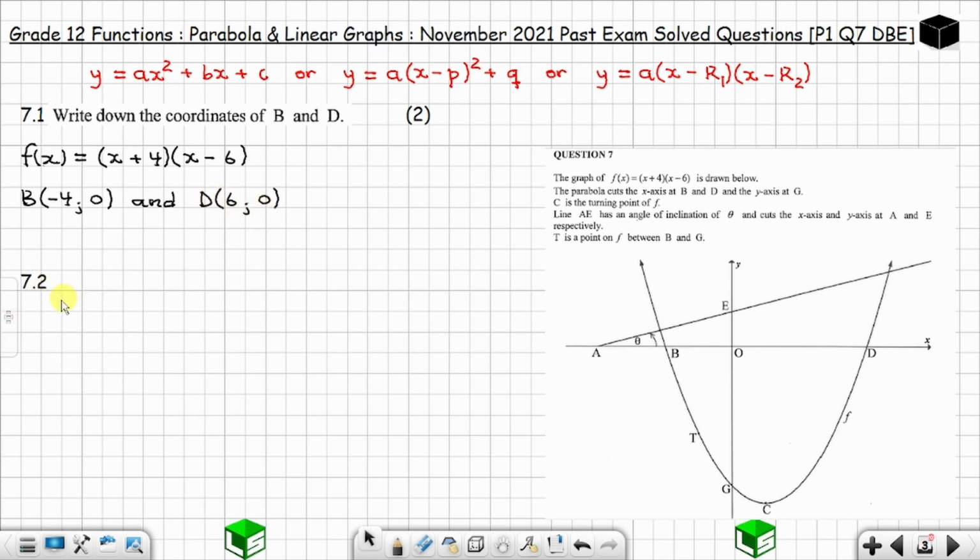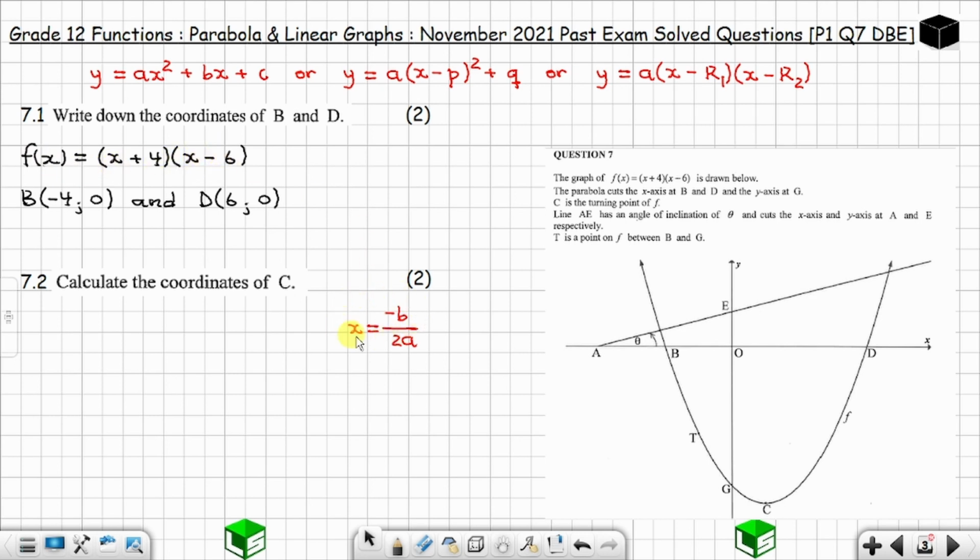And now 7.2. The question says calculate the coordinates of C, and the question is 2 marks. When you look at the question, it says C is the turning point of f. To find the x coordinate of C, you can use this formula: x is equal to -b over 2a. This formula can give you the x coordinate of C. When you get the x coordinate of C, you take that value and plug it in there, and you are going to find the y coordinate of C.